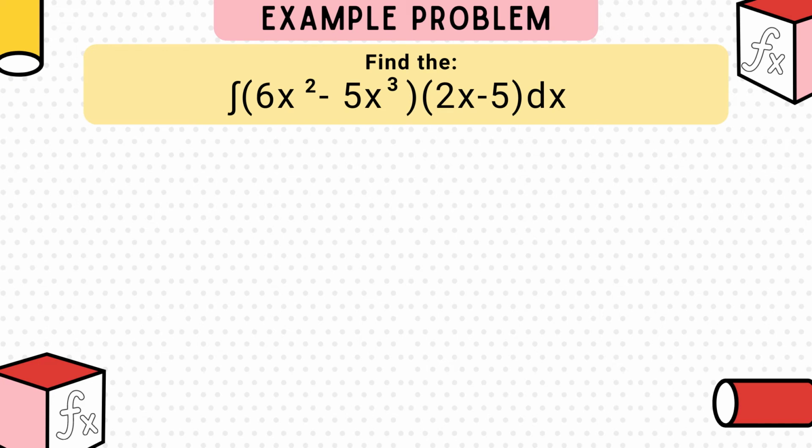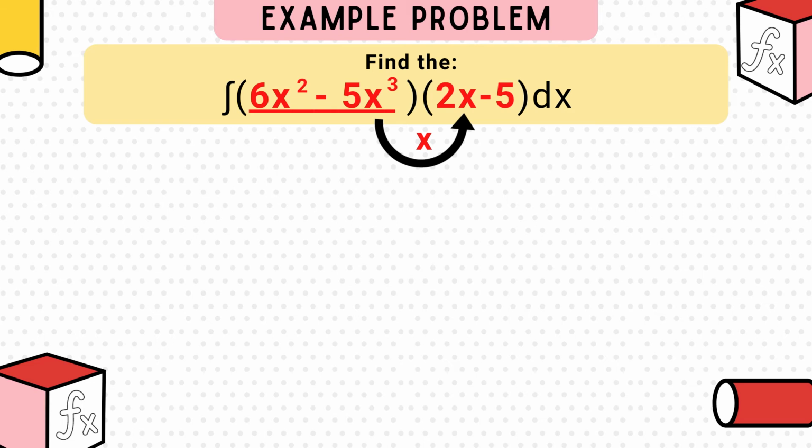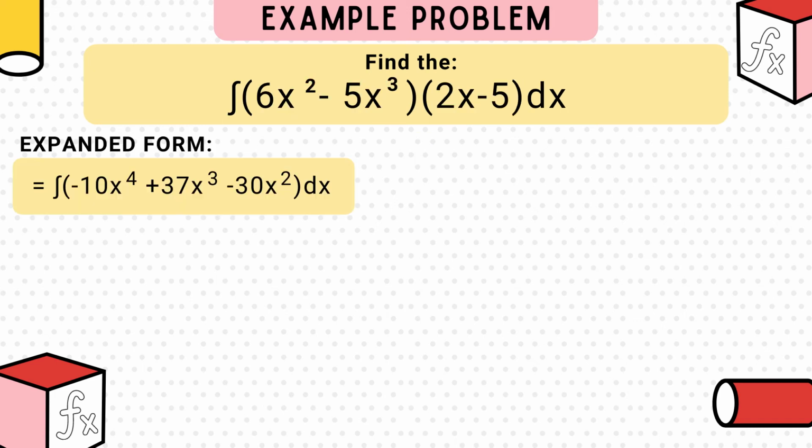Find the integral of (6x squared minus 5x cubed) times (2x minus 5) dx. To begin, we will start by expanding the function. This way, when it is in its polynomial form, it will be easier to get the antiderivative of each term. In order to do that, we simply multiply the terms of the first factor to the terms of the second factor. This would give us the result, the integral of negative 10x to the power of 4 plus 37x cubed minus 30x squared dx.